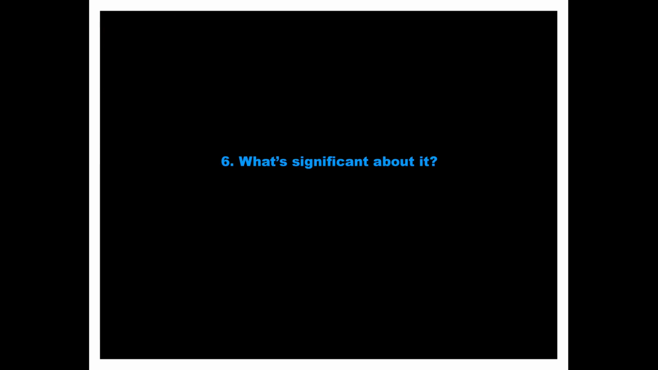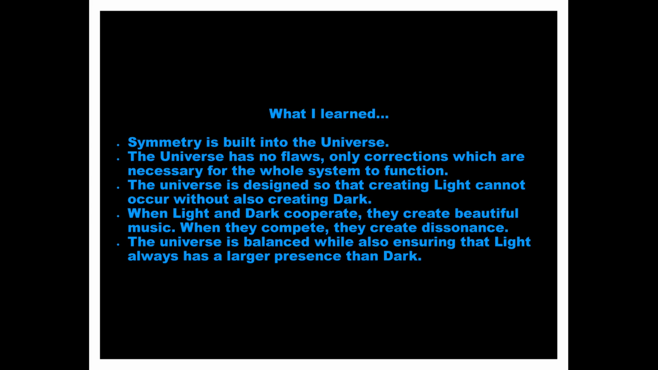In the end, what is significant about Pythagorean tuning? Everything. What I learned by studying Pythagorean tuning: Symmetry is built into the universe. The universe has no flaws, only corrections which are necessary for the whole system to function. The universe is designed so that creating light cannot occur without also creating dark. When light and dark interact and cooperate, they create beautiful music. The universe is simultaneously balanced while also ensuring that light always has a larger presence than dark.